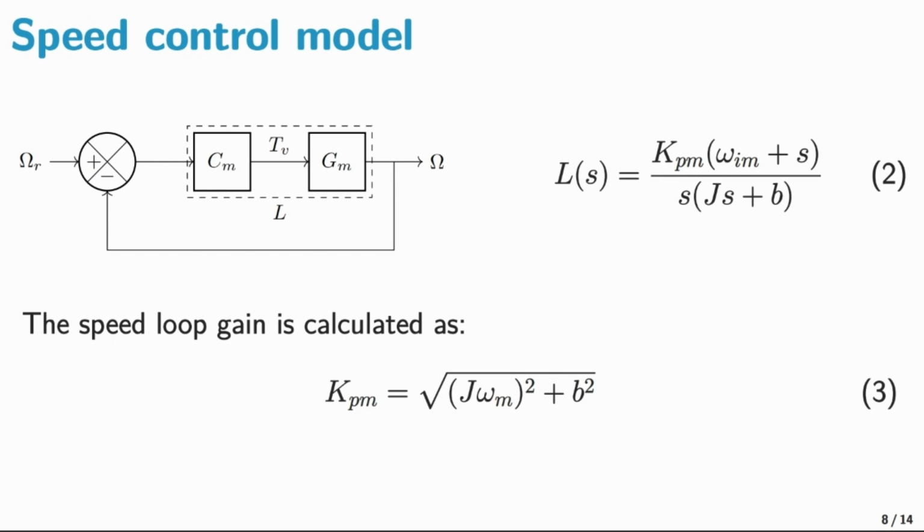From a control theory perspective, the same loop can be represented more compactly as shown here. The PI controller, labeled CM, regulates the mechanical system GM. The open loop transfer function LS is shown in equation 2. We can also calculate the proportional loop gain as given in equation 3.